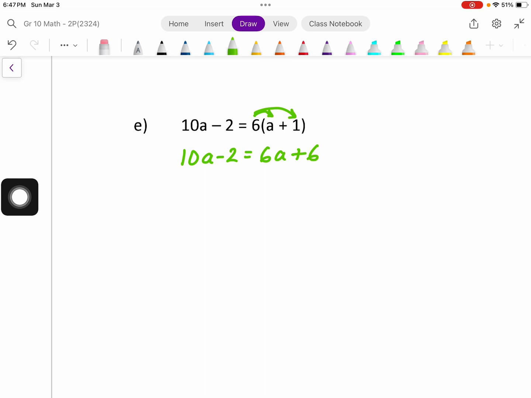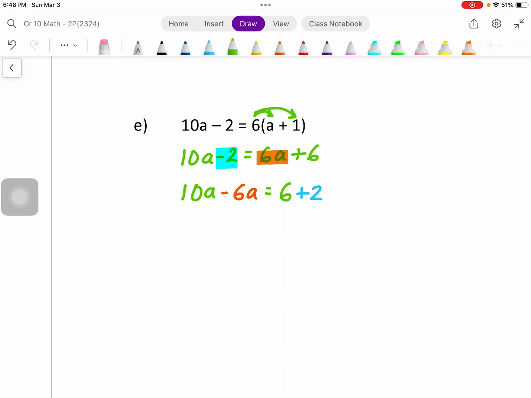Now I want to move some things. I want to move my subtraction of 2 to the right side, and I want to move the 6a to the left side. So what did I start with? 10a. What am I moving? 6a. It's positive, so it's going to become a subtraction on this side. I already had a 6. I'm moving the 2, subtraction of 2. When I move it, it becomes an addition.